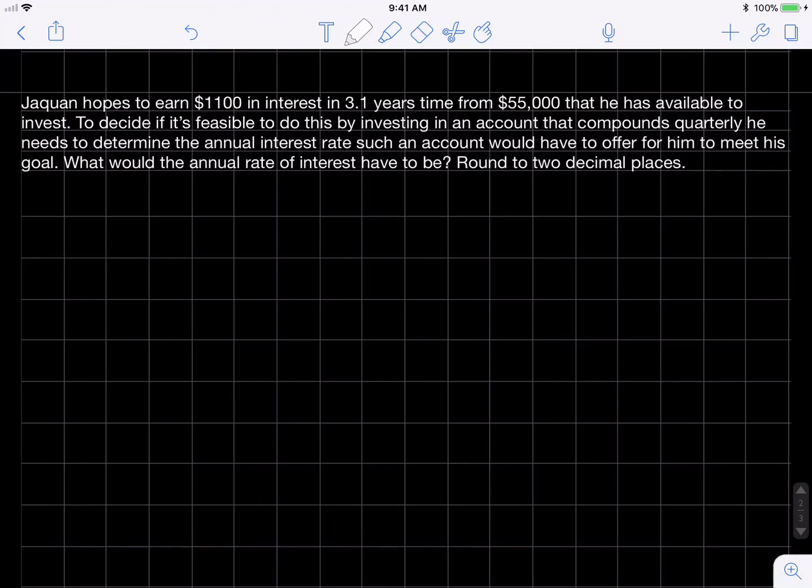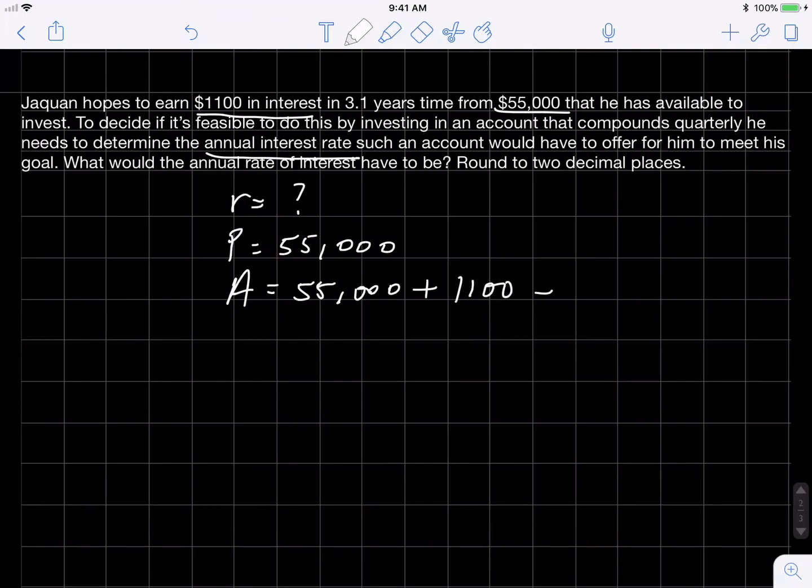So a couple of things here. It looks like we don't know the annual interest rate. It also looks like we know our initial investment, but we don't really know our final. We are told that he wants to earn $1,100 in interest. That means that our final amount is going to take our principal amount and add to it $1,100 for a grand total of $56,100 as our final amount. So we have to do a little work to figure out A.